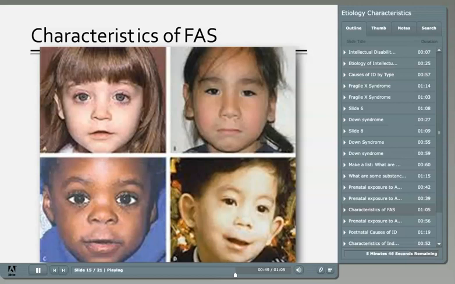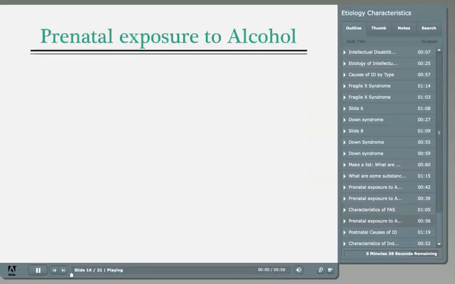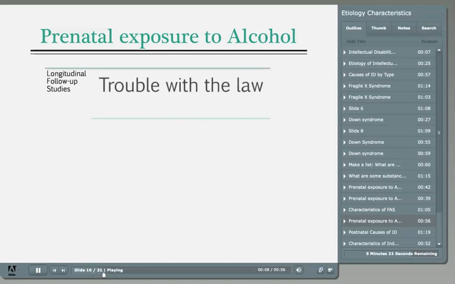It can be very heartbreaking because a child really doesn't seem to know right from wrong and is unable to make good decisions and develop empathy for what their actions are causing. So fetal alcohol syndrome creates a variety of learning problems and great challenges. Longitudinal follow-up studies with children with fetal alcohol syndrome show that they often have trouble with the law and they're susceptible to being exploited and manipulated.